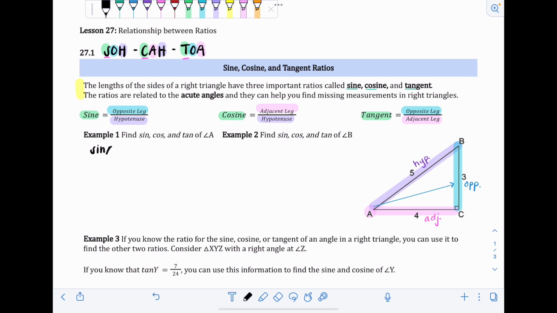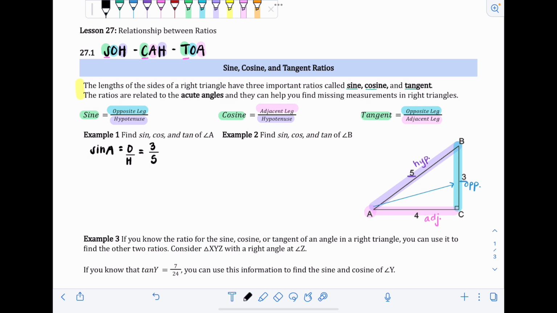Sine of angle A. Especially as you're first getting comfortable with sine, cosine, tangent, it's helpful to go ahead and write reminders of the formula. So sine is opposite leg over hypotenuse, so we write it as O over H for short. We already labeled all the sides on our triangle, so it makes it a little bit easier to find. The opposite side was 3, so we'd put a 3 in the numerator, over the hypotenuse, which was 5.